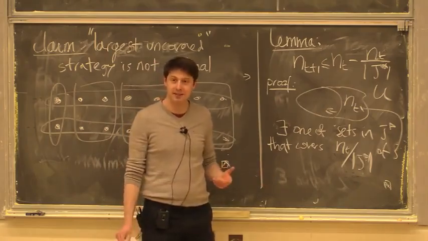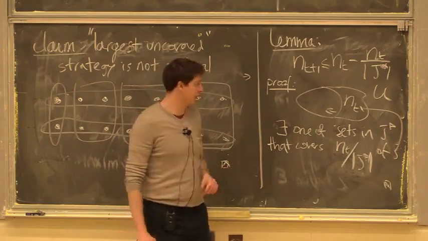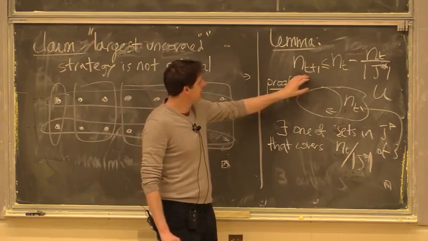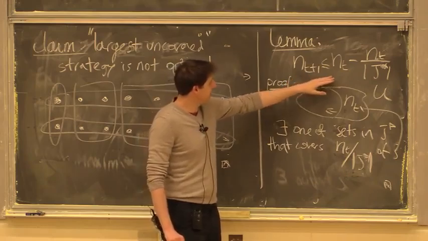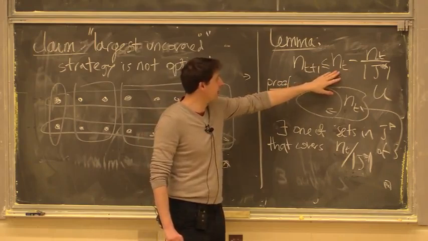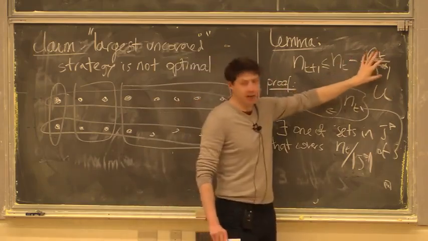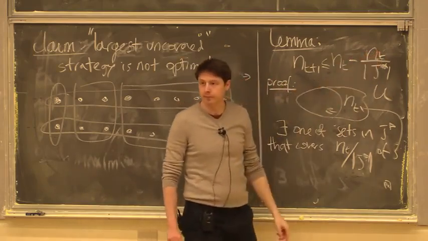Do you need to say this again? Some people, okay. So I want to argue that the set that I am picking in the iteration after the tth one is a set that will cover at least this many extra points. Yeah?